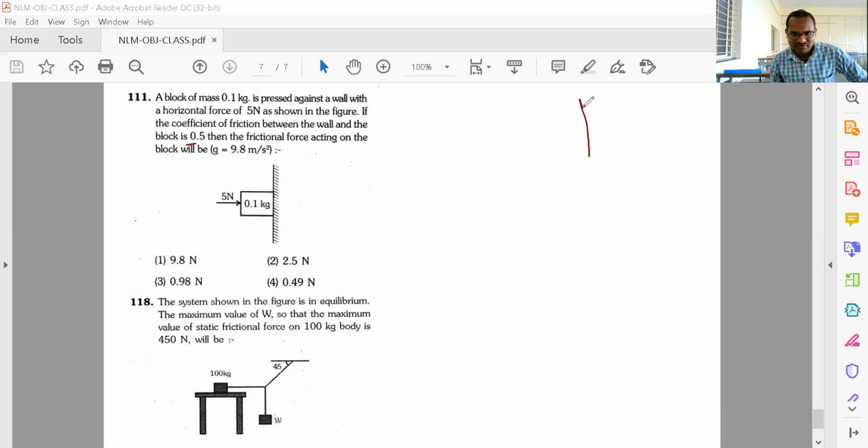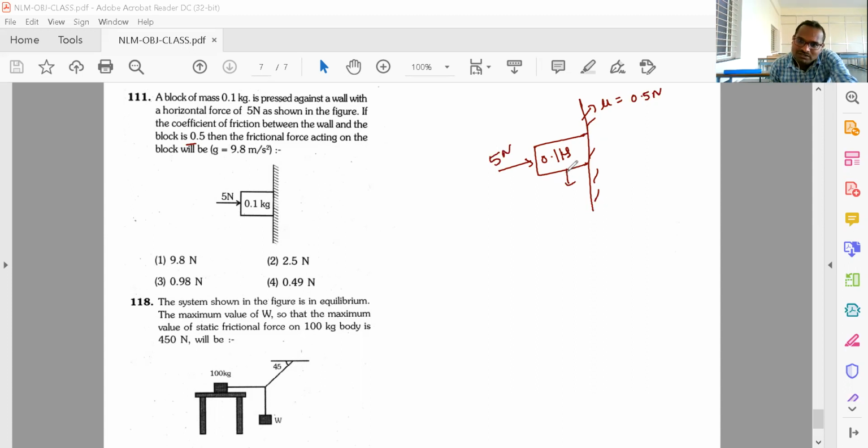See, this is the wall. On this wall, a 0.1 kg block is there. Now there is some coefficient of friction between wall and block. That is how much given? 0.5. Now due to its own weight, it will move down. Another one, a force of 5 Newtons is applied so that it will not slide down. Are you getting, students?